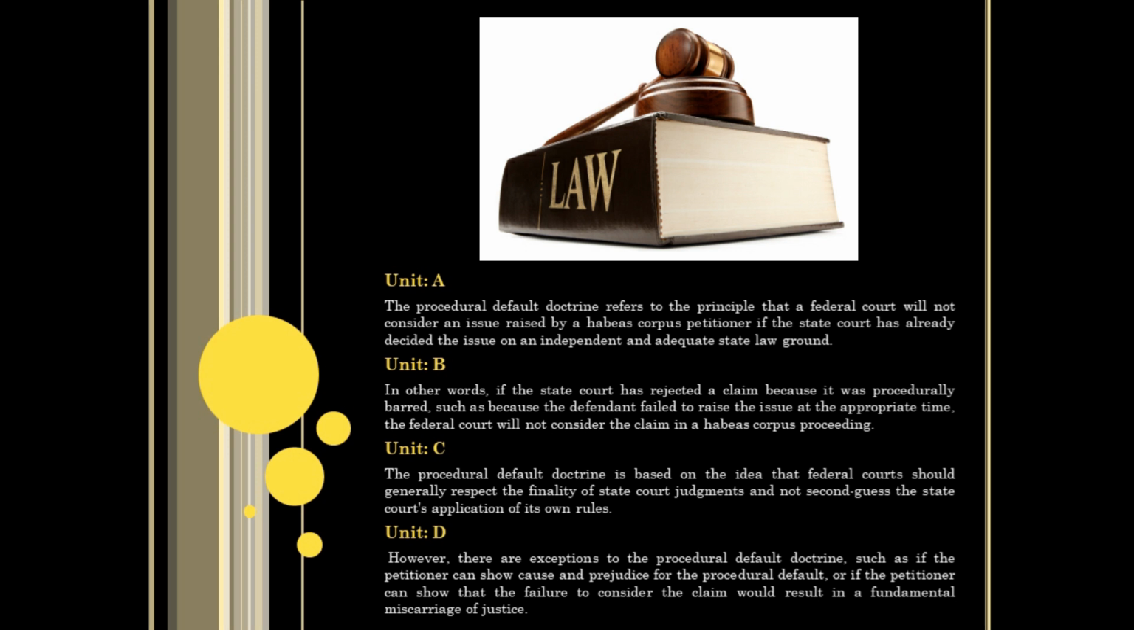Unit C. The procedural default doctrine is based on the idea that federal courts should generally respect the finality of state court judgments and not second-guess the state court's application of its own rules. Unit D. However, there are exceptions to the procedural default doctrine, such as if the petitioner can show cause and prejudice for the procedural default, or if the petitioner can show that the failure to consider the claim would result in a fundamental miscarriage of justice.